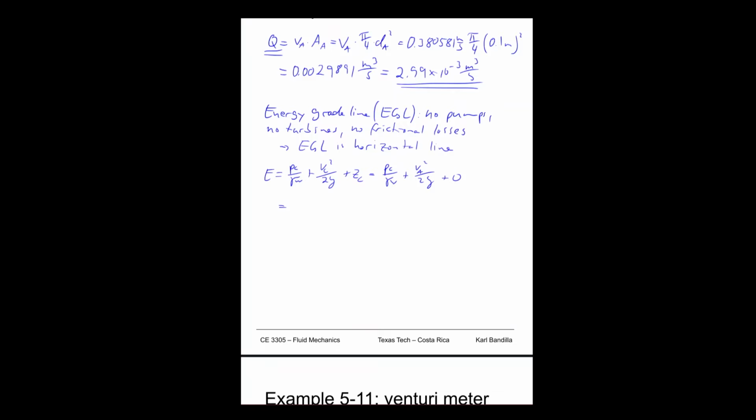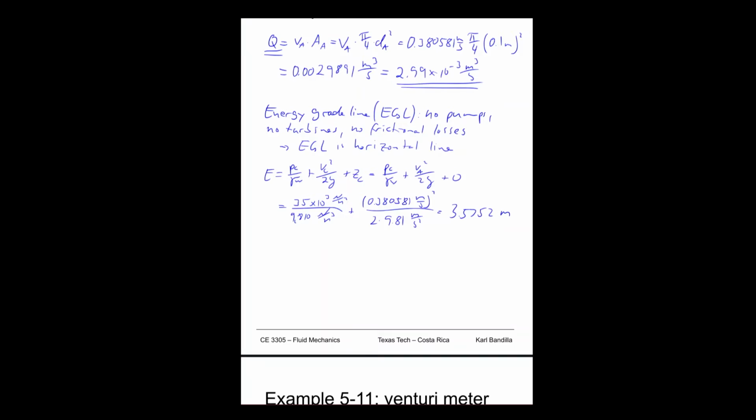Which means we get PC was 35 kilopascals, so 35 times 10 to the 3 newtons per square meter, divided by 9,810 newtons per cubic meter, plus the velocity that we calculated up there, 0.380581 meters per second, all that squared, divided by 2 times 9.81 meters per second squared. And that gives me 3.5752 meters. Excellent. So that's our energy grade line. It'd be just a straight line at whatever that height is.